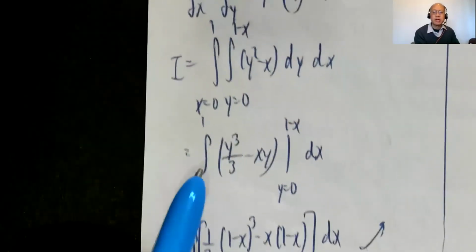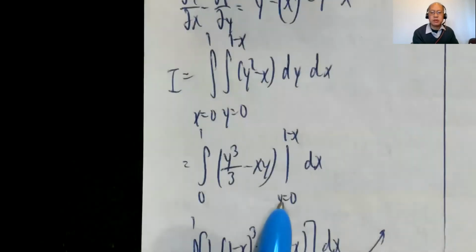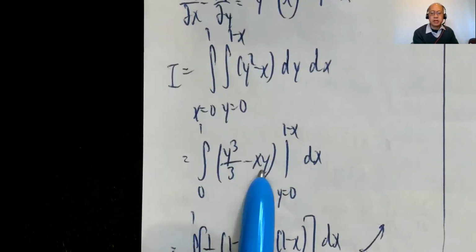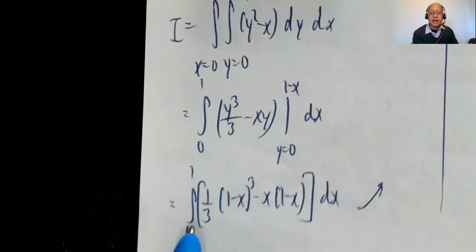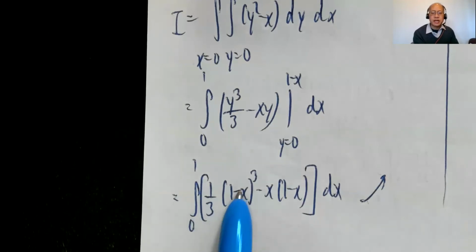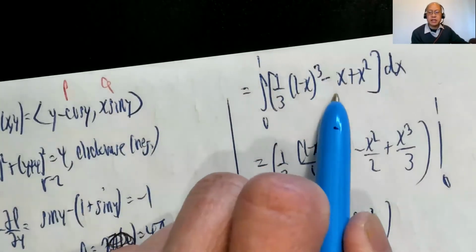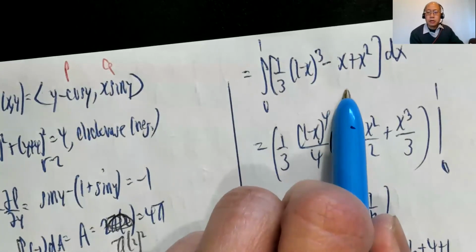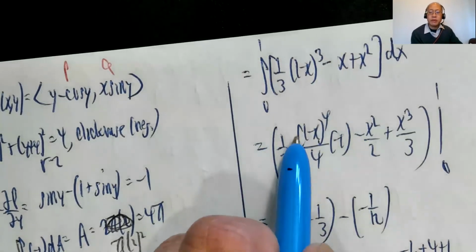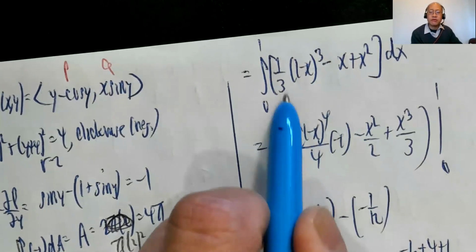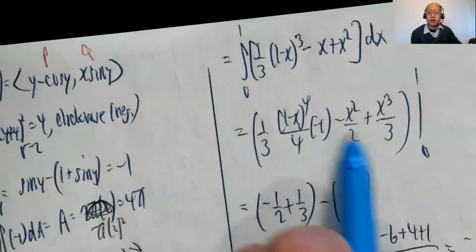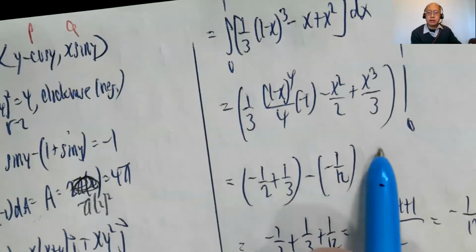Okay, so that's going to be y cubed over 3 minus xy from 0 to 1 minus x. Plug in 0, you get 0. Plug in 1 minus x, you get 1 third of 1 minus x cubed minus x times 1 minus x. A little bit clumsy. So 1 third 1 minus x cubed minus x plus x squared. Okay, so integrate: 1 third of 1 minus x to the fourth over 4 times negative 1 by the chain rule, minus x squared over 2 plus x cubed over 3.